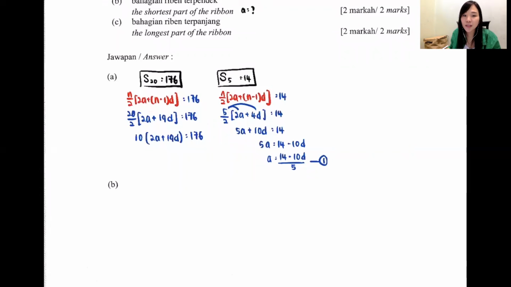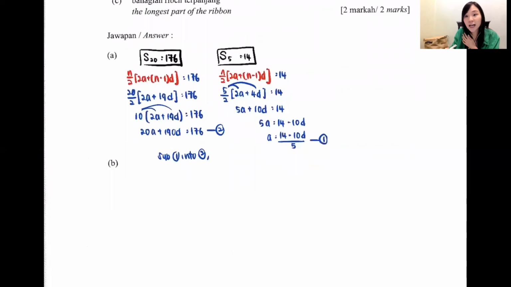How to do the other one? So the other one also, I will expand it. My dear, 20A plus 190D equals 176. Perfect, equation 2. So now we will sub 1 into 2. I sub inside lah. So 20 times the A, which is 14 minus 10D over 5, plus 190D equals 176.